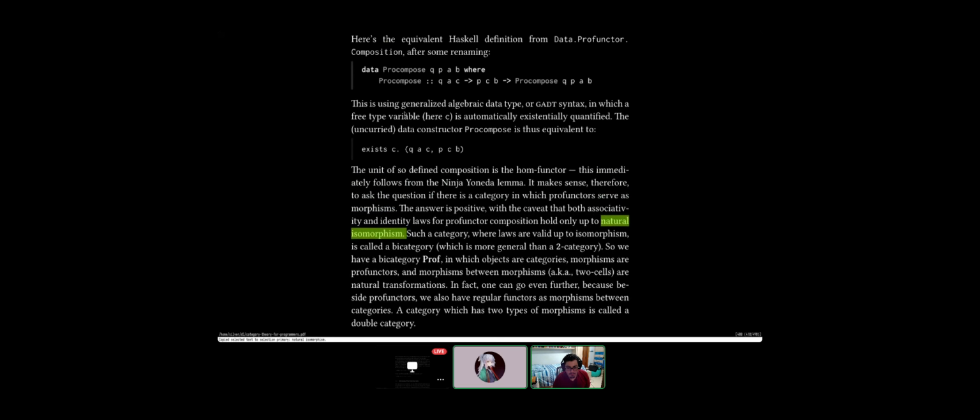The unit of this composition defined like this is the home functor, and this immediately follows from the Ninja-Yoneda lemma, which we just saw. It makes sense, therefore, to ask if there is a category in which profunctors serve as morphisms. Of course there is, with the caveat that both associativity and identity laws hold only up to natural isomorphism. Which is probably why this procompose thingy remembers both Q and P, I guess.